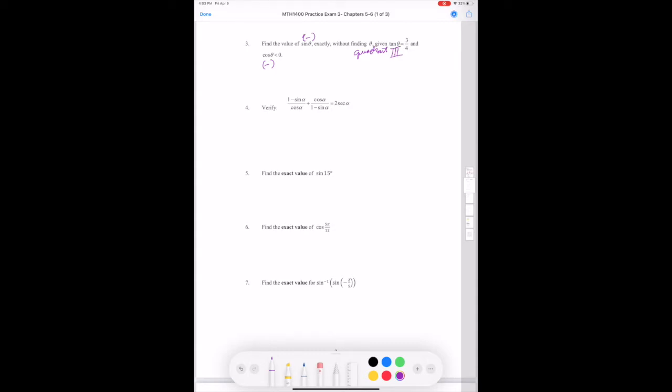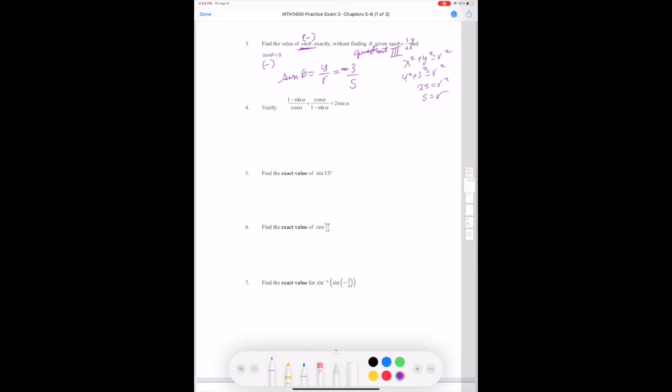So if I have x squared plus y squared equals r squared, that's 4 squared plus 3 squared equals r squared, 25 equals r squared, 5 equals r. So the exact value for sine of theta is going to be y over r, which is 3/5. But I have to remember that sine is negative, so I've got to put a negative sign right here. For problem 4, I want to verify this identity.